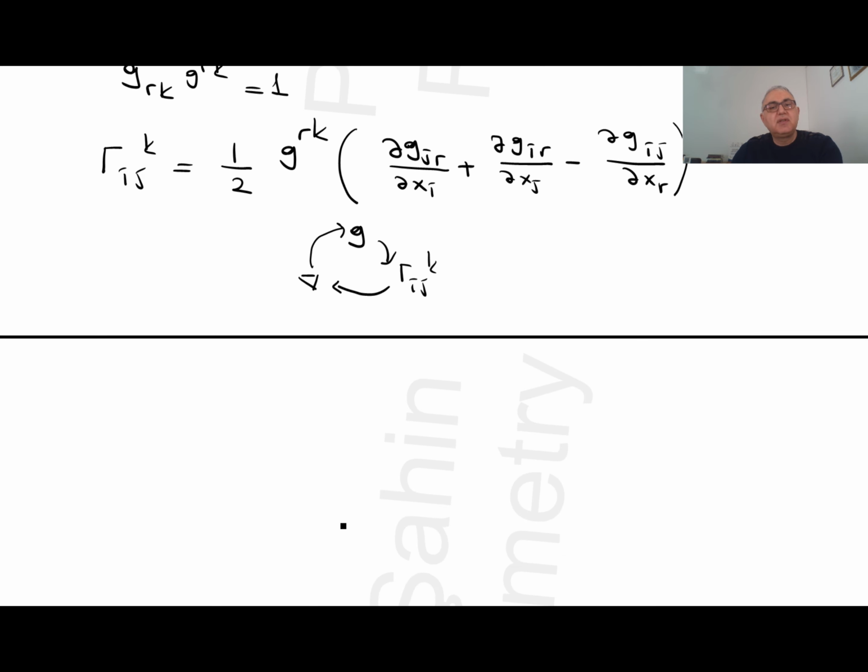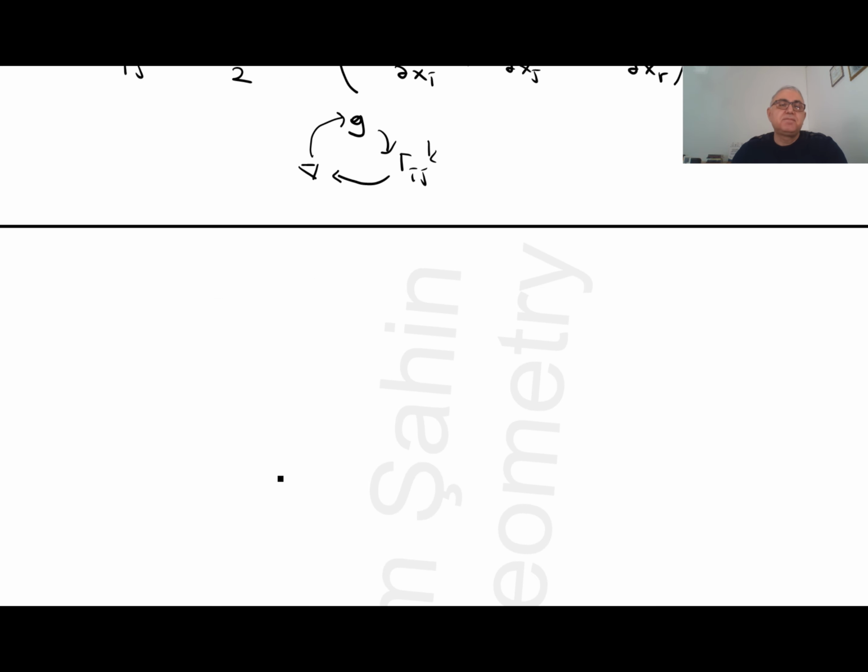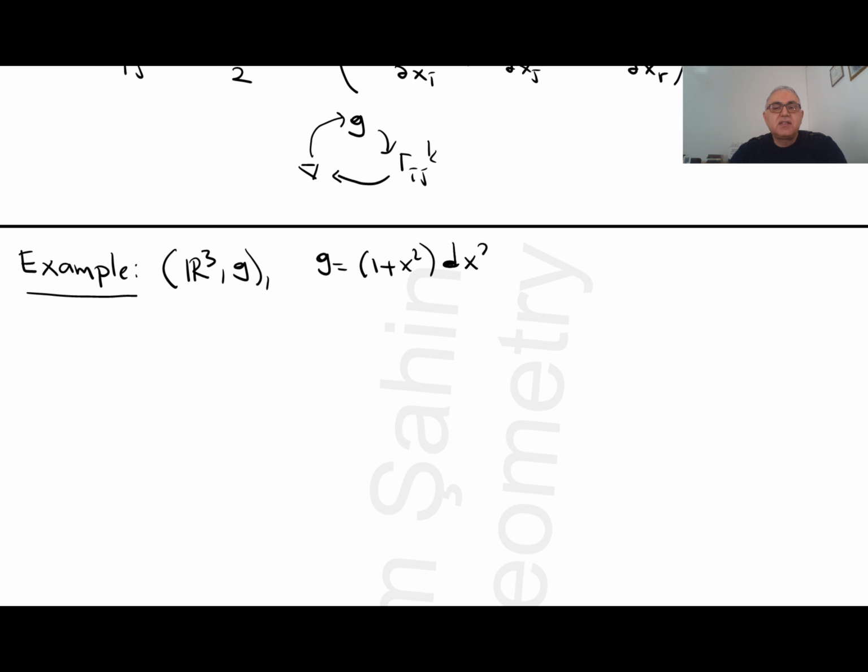Okay, now let's calculate for one example how to calculate these Christoffel symbols. So our example is this. Consider this Riemannian manifold (M, g). g is not the canonical metric here, it's given in these terms: (1 plus x squared) dx squared plus dy squared plus e to the z dz squared.